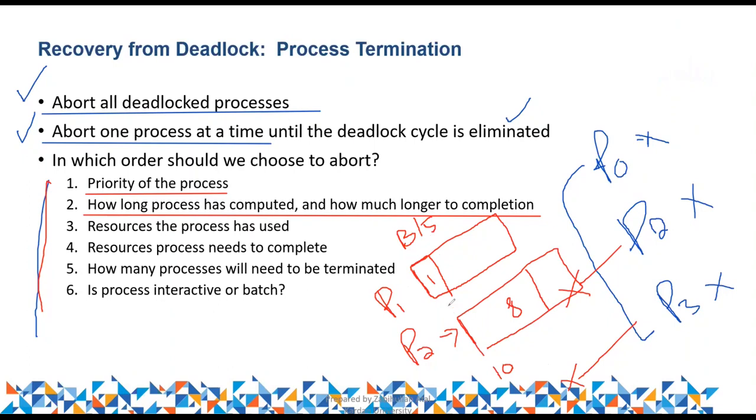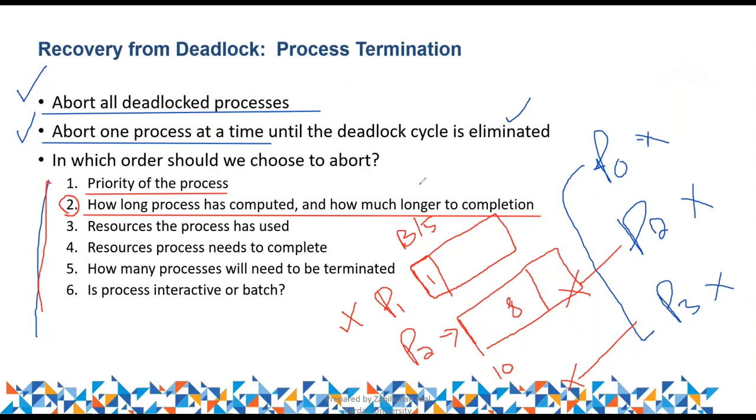So which one should be terminated? This one should be terminated. Why? Because it has taken very little CPU time, and this P2 is already processed more than 70%. So why should we abort this? Let's first abort the others, like P1, and maybe the deadlock cycle will be removed. This was one case, in this case number 2.